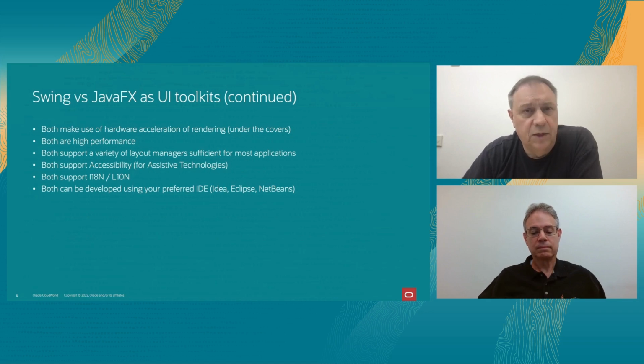That would be like Direct3D on Windows, Metal on Mac, or OpenGL. Both are high performance, not just because of that, but because of plenty of tuning of the code itself and the high performance of the Java JIT, the VM that's underlying everything. Both support a variety of layout managers, sufficient for most applications, and, important for certain markets, support technologies such as accessibility, internationalization, and localization. And both can be developed using your preferred IDE, whether that be IDEA, Eclipse, NetBeans, etc.